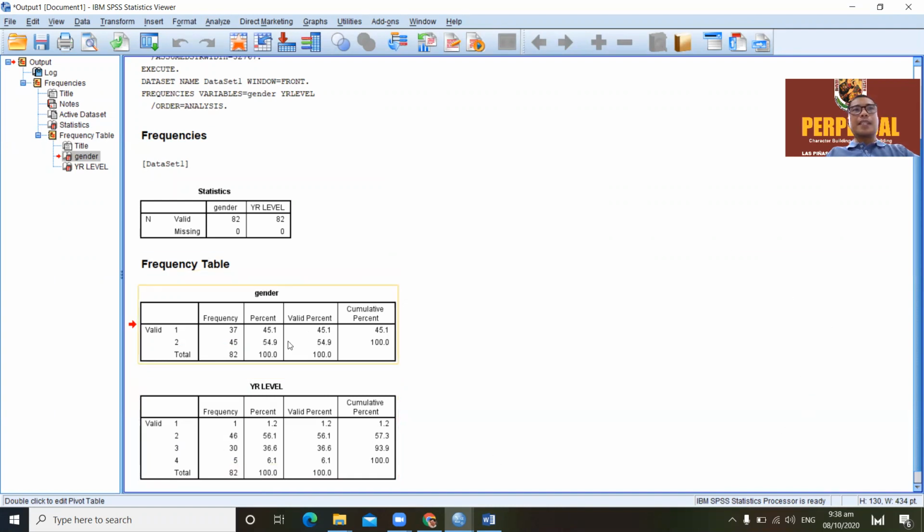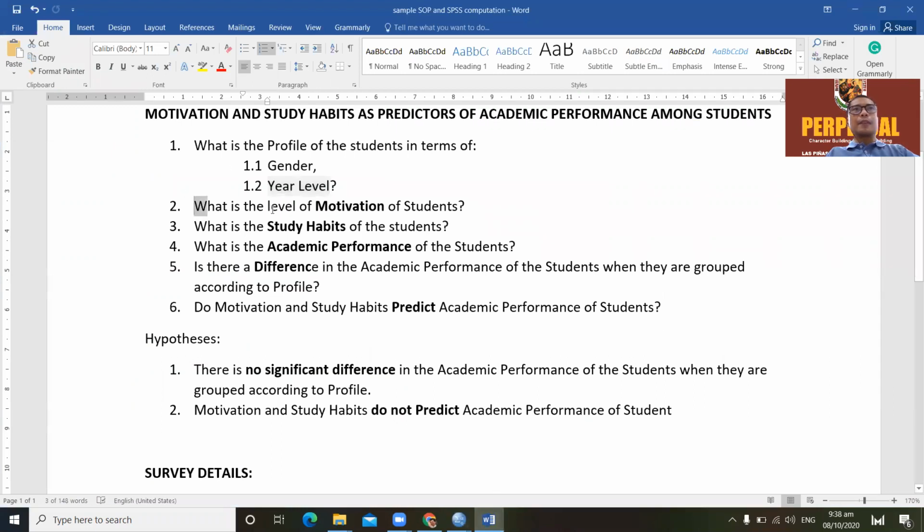All you need to do is copy this and paste it in your Word file so that you would have your table to answer a particular statement of the problem already. Now, going forward, the next question is, what is the level of motivation of the students?